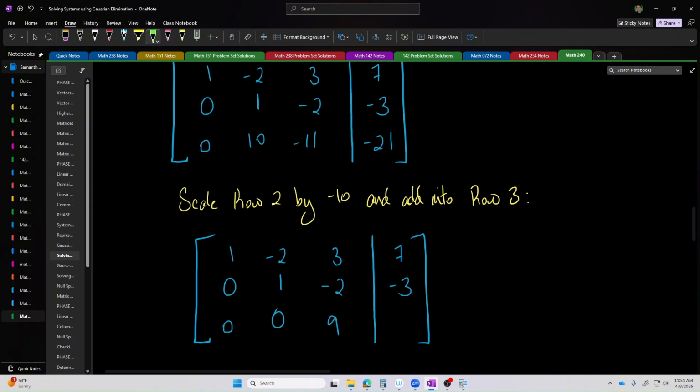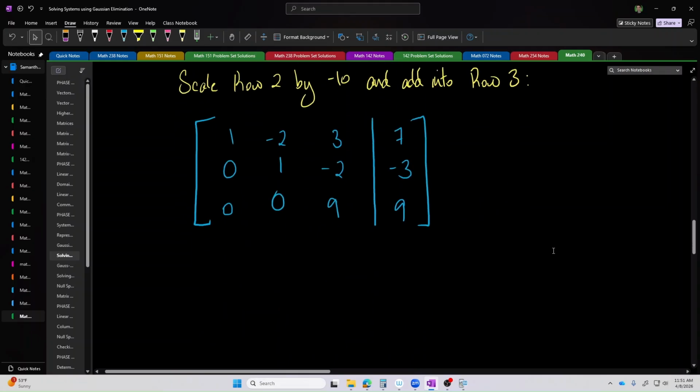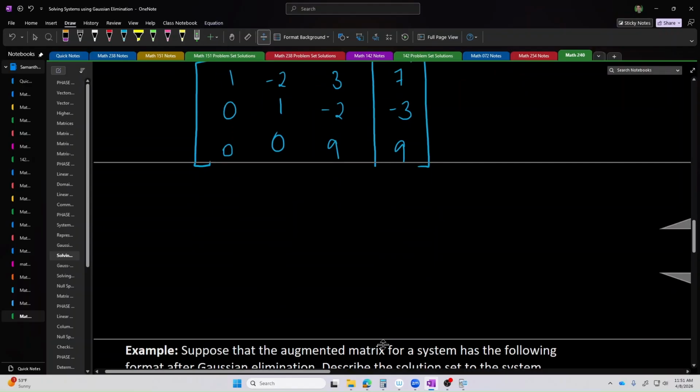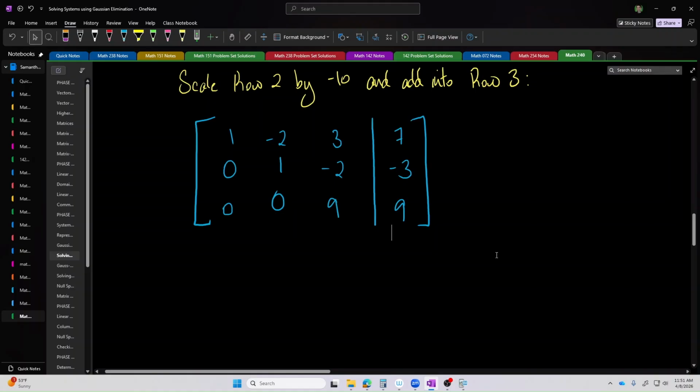Okay, so now we have performed Gaussian elimination and we have arrived upon a matrix that is currently in row echelon form. So we can stop the Gaussian elimination process here. So now that we have stopped the Gaussian elimination process, we can return to thinking about this in terms of the original variables and the system of equations.